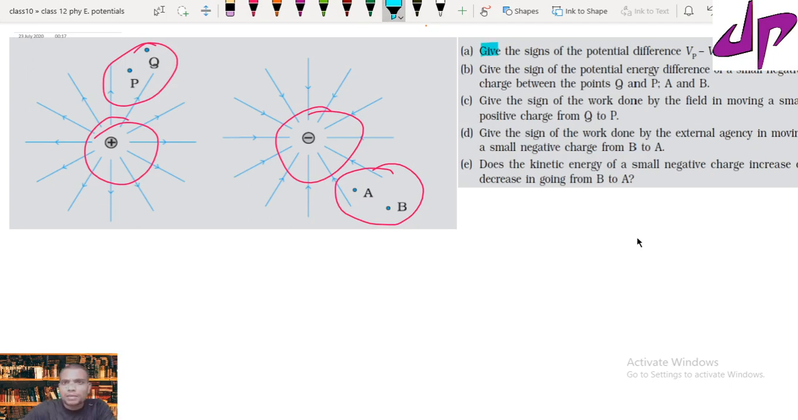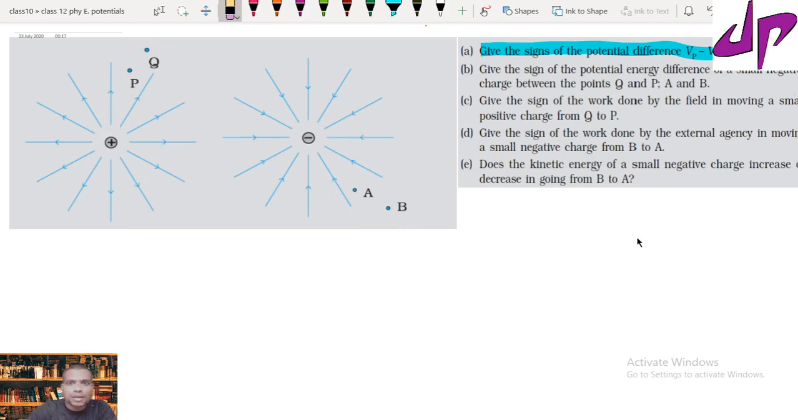First one, give the signs of the potential difference Vp minus Vq and Vb minus Va. So let's do that first. First we need to write the potential, only potential. Potential formula: V equals K capital Q upon R.